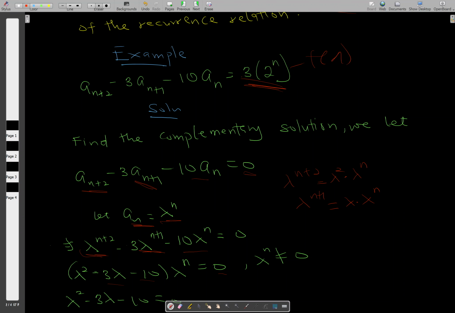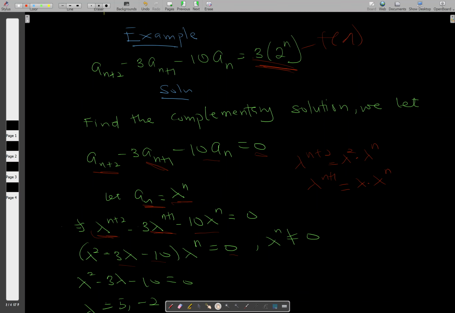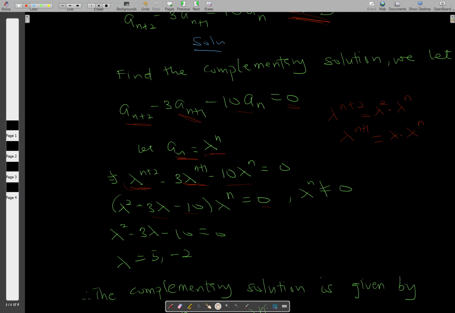But we know that lambda to the power n, that's your roots to the power n, is never equal to 0. And since this is not equal to 0, it means that lambda squared minus 3 lambda minus 10 is 0. And when you solve this, you're going to get 5 and negative 2.